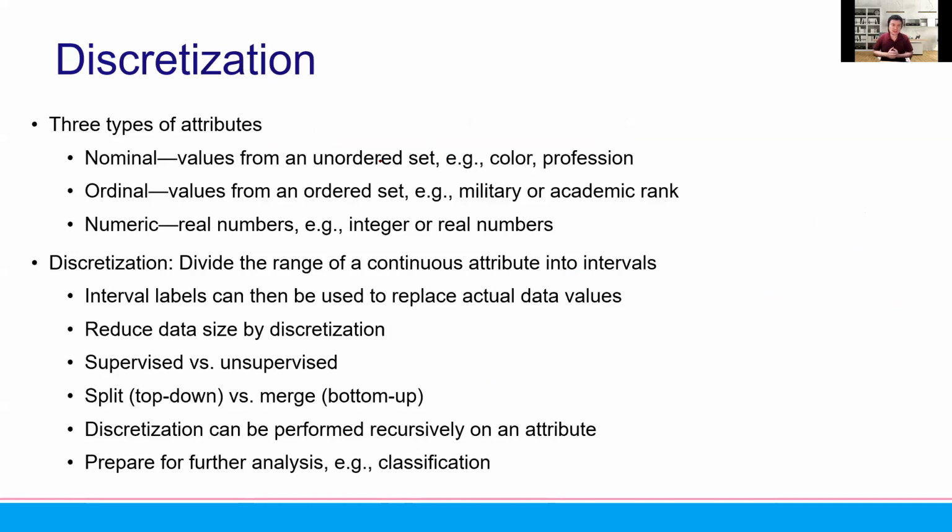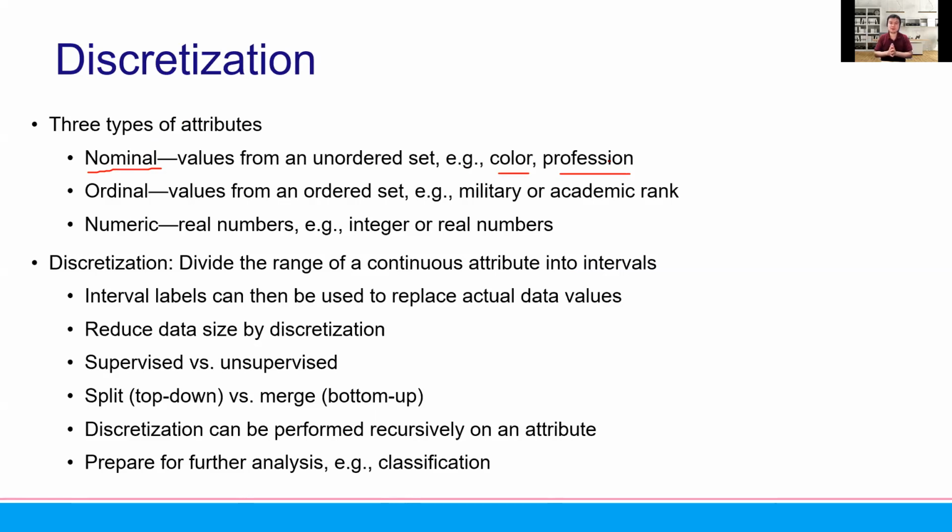That's about the normalization. And if we are dealing with discretization, it means we want to deal with some basic attributes, categorical and numerical. The discretization can be regarded with the nominal. The nominal is the values from an unordered set, for example color, profession. So you can discretize the color, or you can discretize the profession.